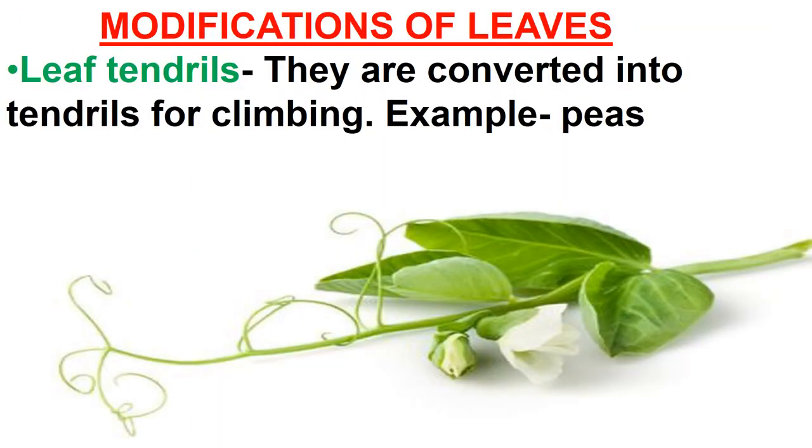Next topic is modifications of leaves. There are different modifications found in leaves, like stem and roots. Leaves can also modify themselves for food storage, for protection, for support, etc. So let's see the modifications of leaves. First is leaf modification to form tendrils, leaf tendrils. They are converted into tendrils for climbing, for support, by taking the support of anything near it, they can climb over that, right?